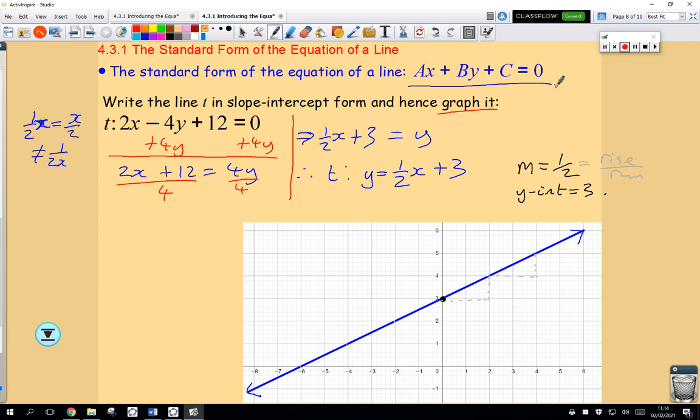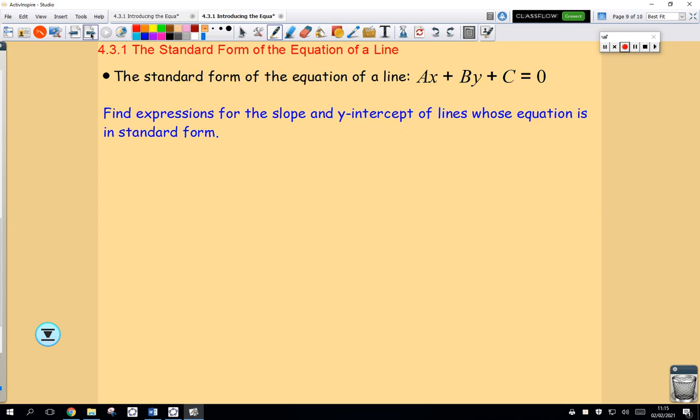And then lastly, finally, standard form to slope-intercept form. It says find expressions for the slope and y-intercept of lines whose equation is in standard form. So I want to find an expression for the slope and the y-intercept of a line that looks like this. Remember, to get it in slope-intercept form, I want to get the y's on their own on the left, so I'm going to use the subtraction property.